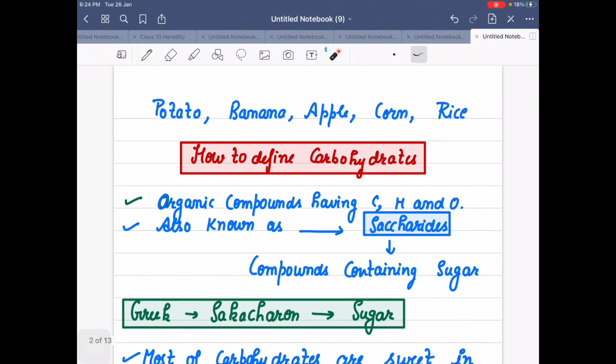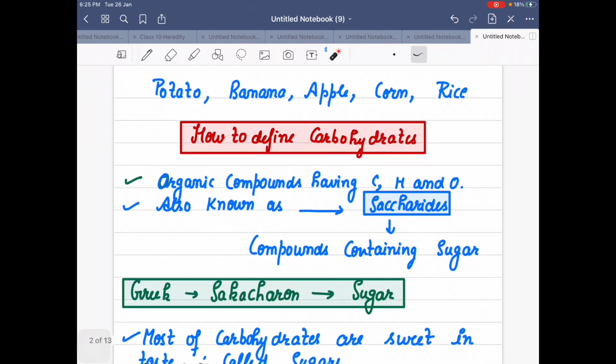So basically, when we ask children what carbohydrates are, they just give the answer, ma'am, they are a very rich source of energy. But what are carbohydrates chemically? They are organic compounds. What do they have? Carbon, hydrogen, oxygen. And if I talk about simple sugars, then they are very sweet in taste. So they are also known as saccharides, because those compounds which contain sugar are known as saccharides.